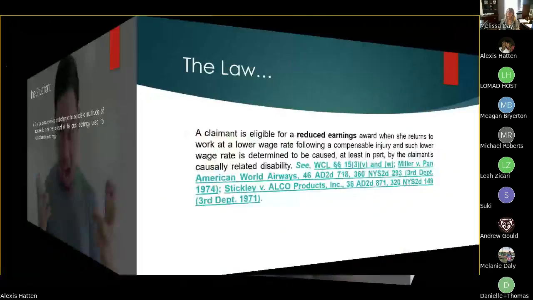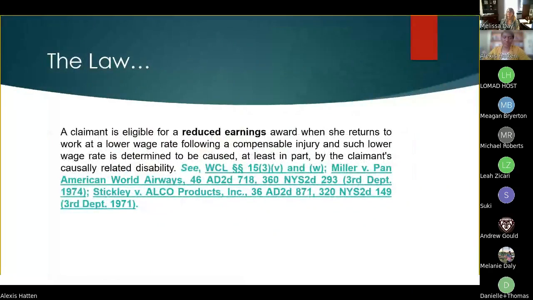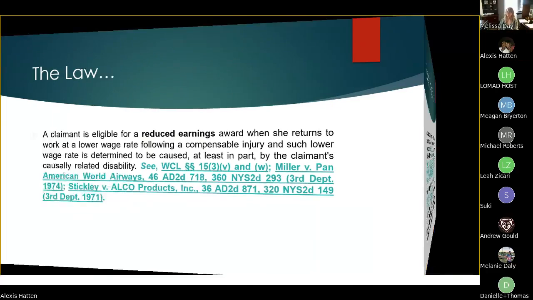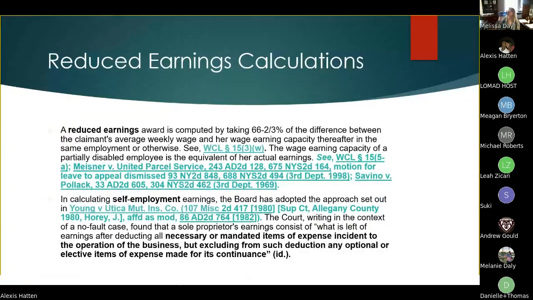So the law on that is a claimant's eligible for reduced earnings awards when he or she returns to work at a lower wage rate, and that lowered wage rate is determined to be caused, at least in part, by the causally related disability. So how do you calculate a reduced earnings award? It's essentially 2/3 the difference between the claimant's average weekly wage and the claimant's wage after returning to employment.